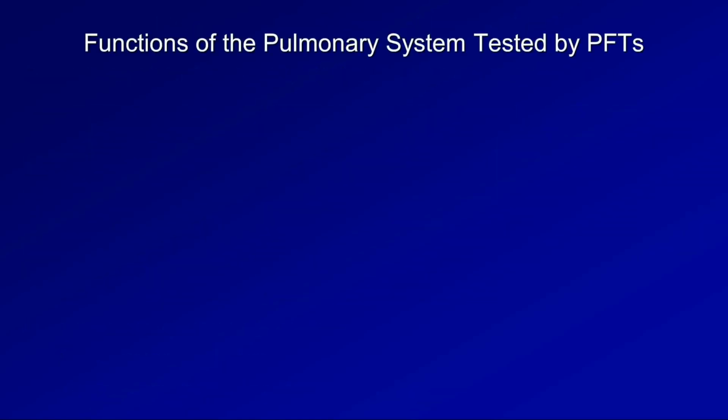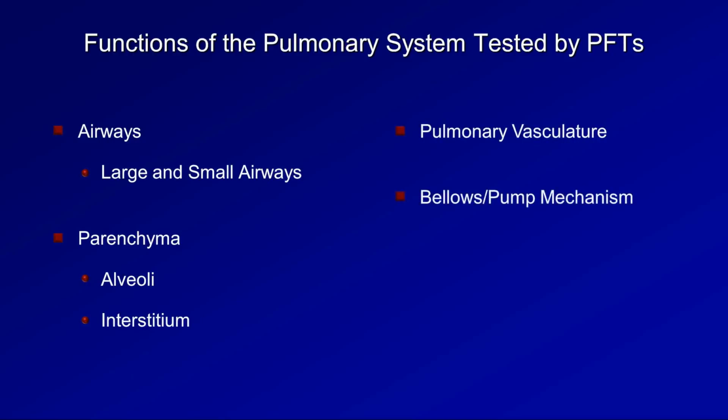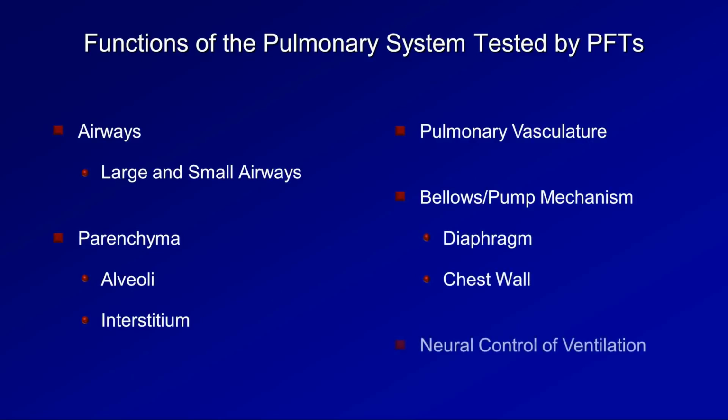What are the actual functions of the pulmonary system that are tested by PFTs? PFTs actually provide information about every component of respiration. They tell us about the patency of the airways, both large and small, about the parenchyma, including both the alveoli and interstitium, the pulmonary vasculature, and the bellows and pump mechanism that is actually responsible for the changes in intrathoracic pressure that cause air to move in and out of the lungs. This includes both the diaphragm and the chest wall. Finally is the neural control of ventilation. That is the brain telling the lungs to breathe as frequently and deeply as it should.